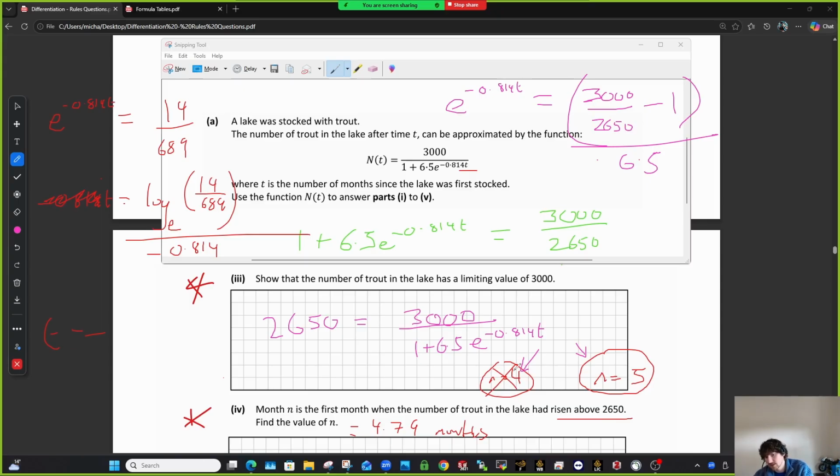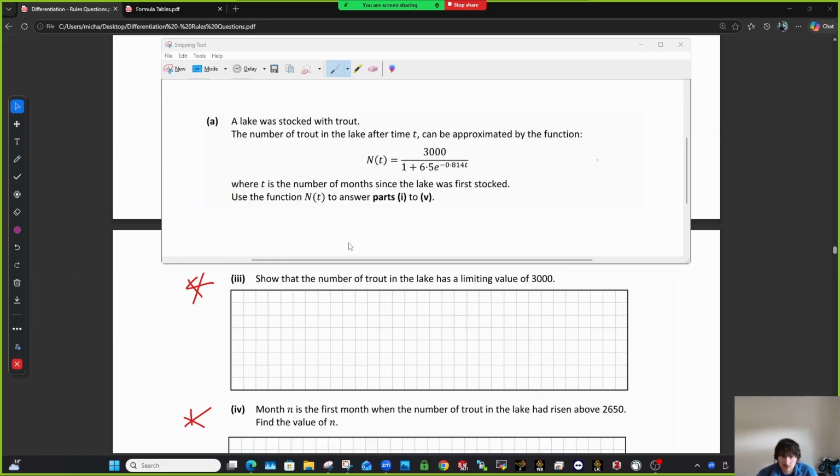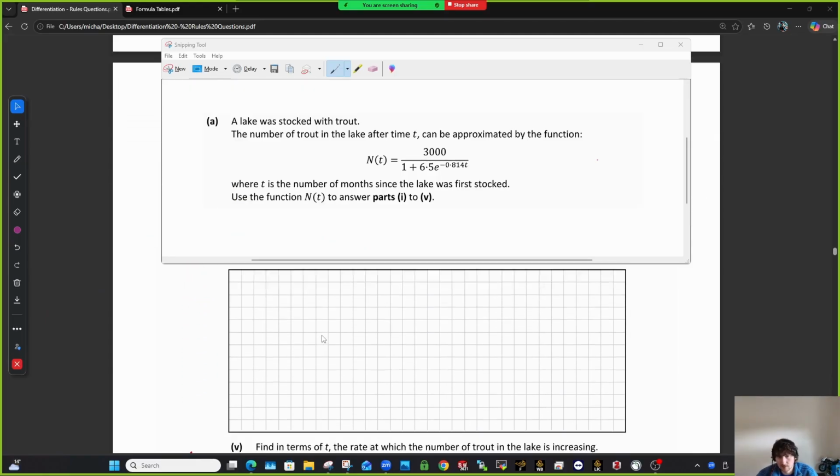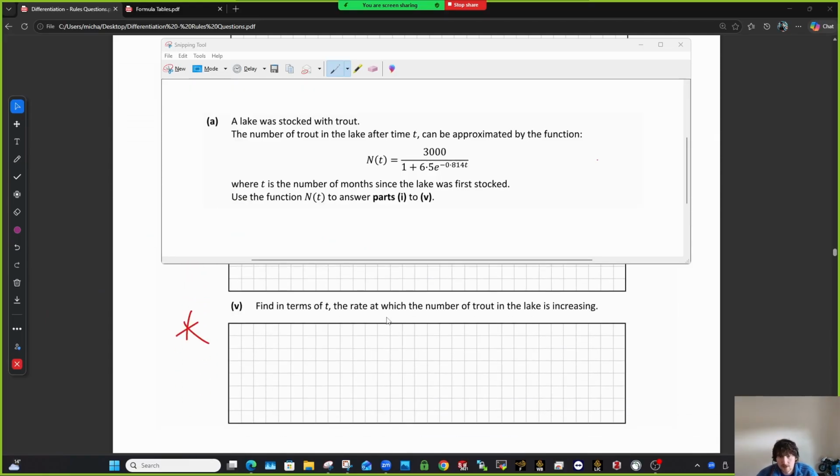So this would have been our answer then if the question was, find the last month when the number of trout is still below 2650. So again, none of that is differentiation, but it's all stuff you should know. Find in terms of t the rate at which the number of trout is increasing. So this is what we want. So we want to take a derivative of this.